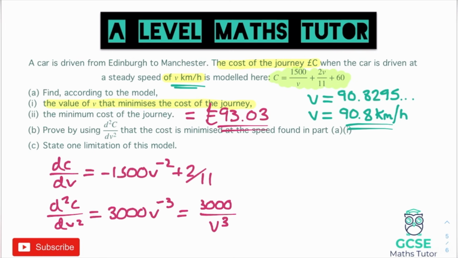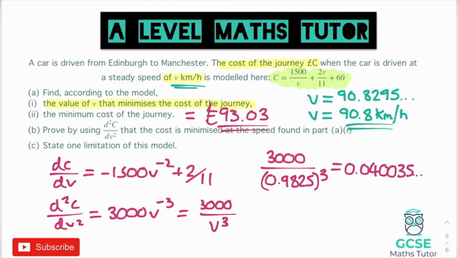So for this question, the value of v that we got in part A(i) was 90.8295. So all we're going to do is substitute that into our second derivative. So 3,000 divided by 90.8295 cubed, there we go. And if you type that into your calculator, you get the answer, and it comes out as 0.040035. There's some more decimals there, but of course we're looking here whether it is a local minimum or a local maximum point.